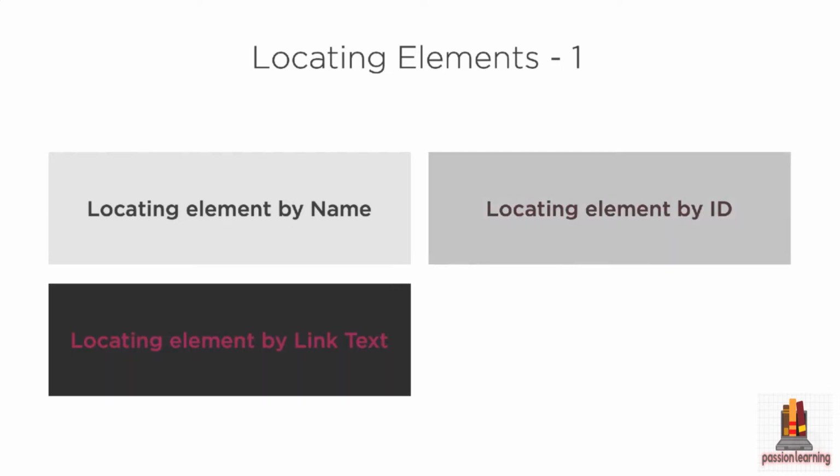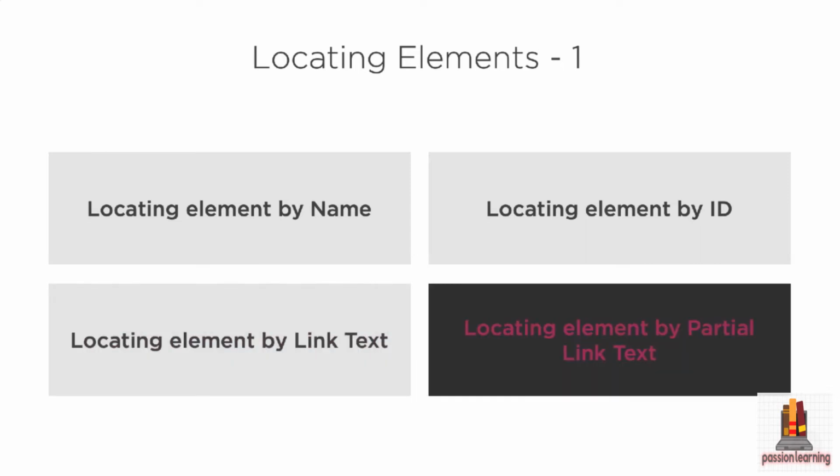Locating elements by link text. This method is used for selecting hyperlinks from a web page. Locating elements by partial link text. For locating the element by using the link text method, we need to provide the complete link text. However, the partial link text method enables us to select a hyperlink by giving only a part of the link text.